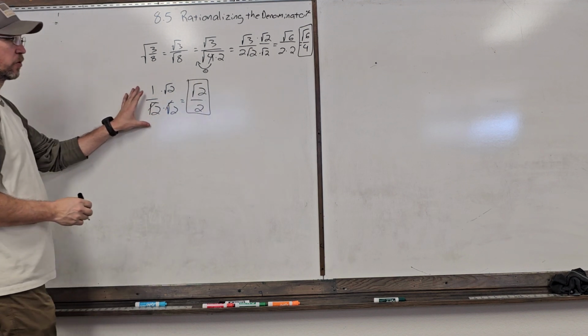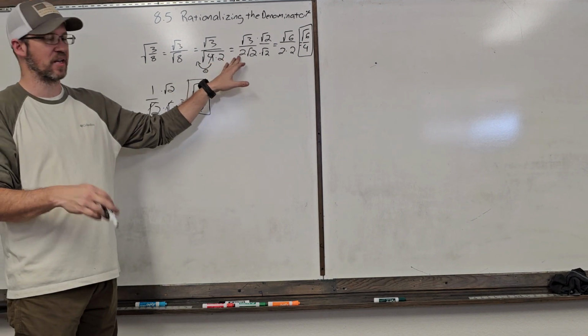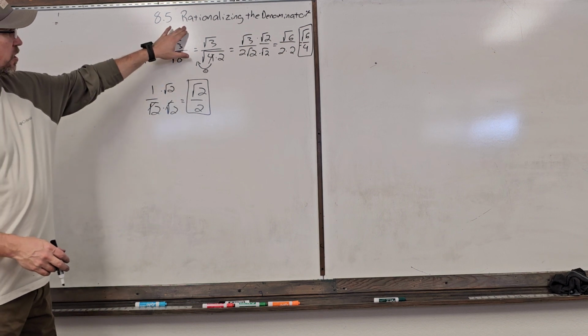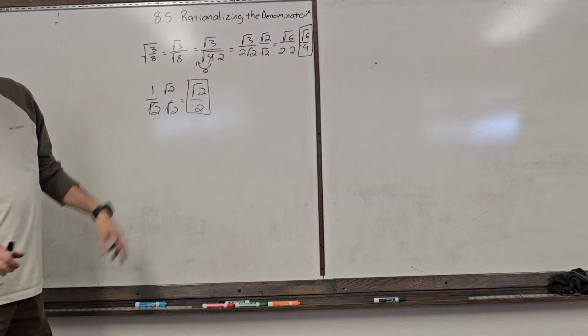All right, that's essentially what I'm doing every time. Sometimes there'll be a number up front that I've got to deal with. Not a big deal once you've done a few of them. But that's called rationalizing the denominator, which means I'm getting rid of the radical.